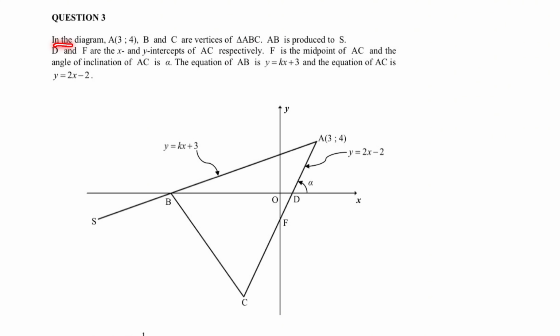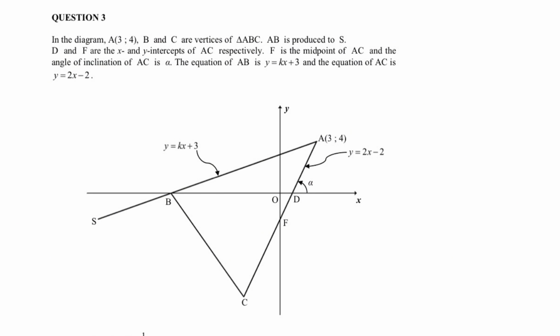Let's go on with question 3 of paper 2 for June of 2024. In the diagram, points A, B, and C are vertices of triangle ABC. AB is produced to S. D and F are the x and y intercepts of AC respectively. F is the midpoint of AC, and the angle of inclination of AC is alpha.